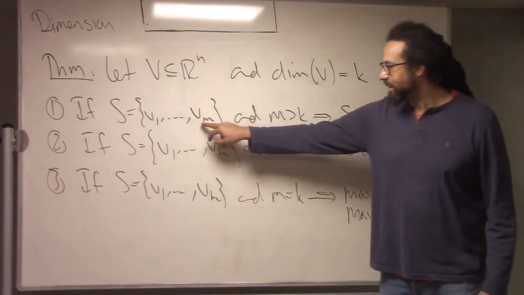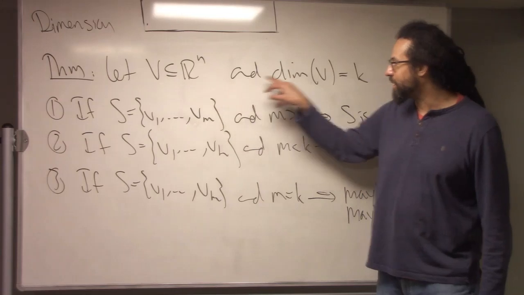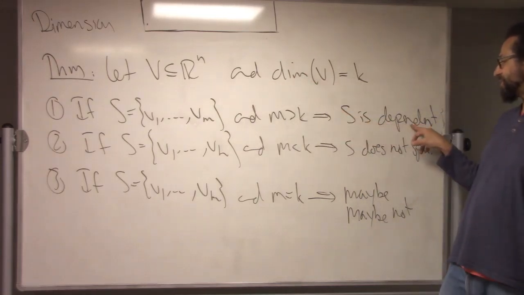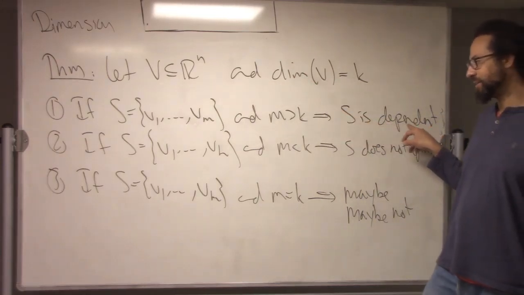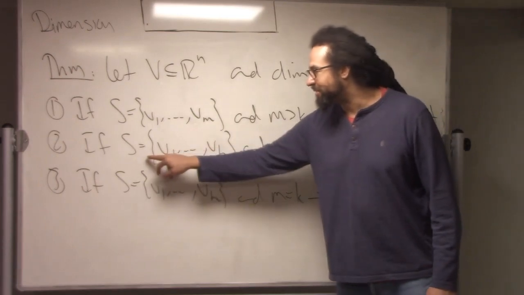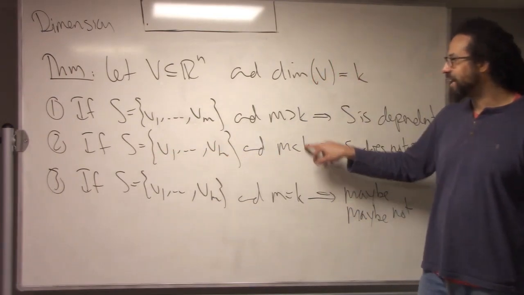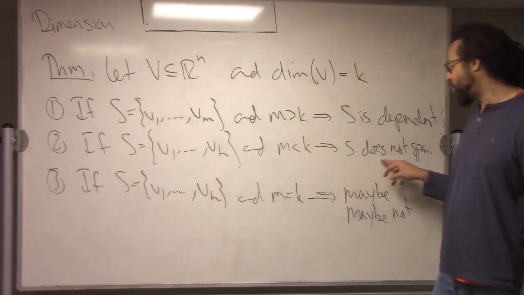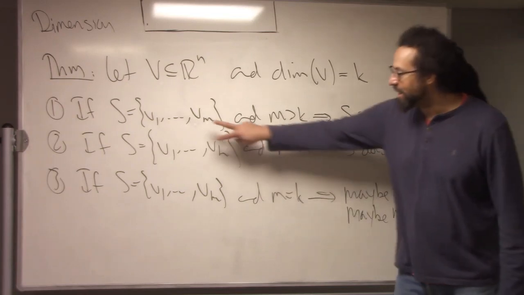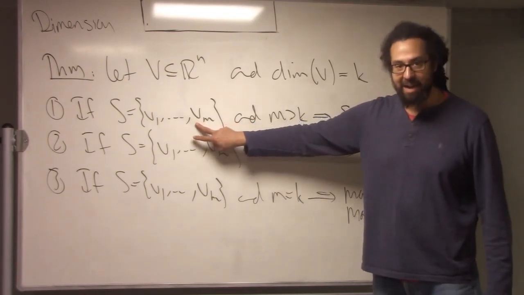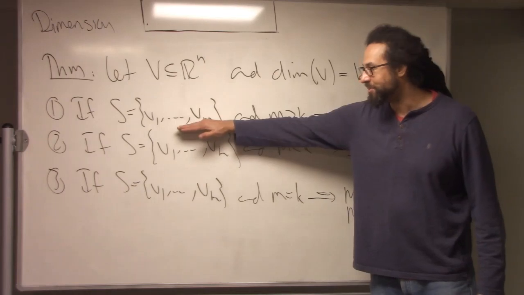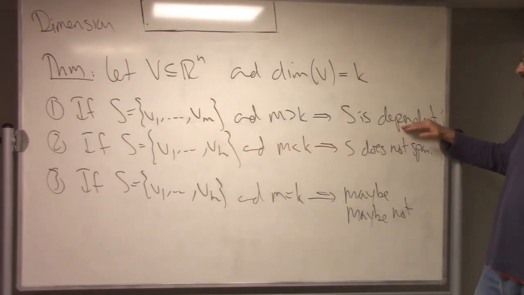So again, if the number of vectors is greater than the dimension, then the set will be linearly dependent. If the number of vectors in a set is less than the dimension, then it won't span. So in either of these cases, we will not have a basis. This is too many vectors, so linearly dependent.